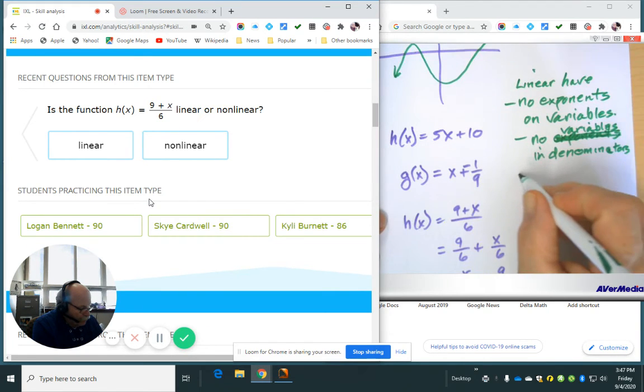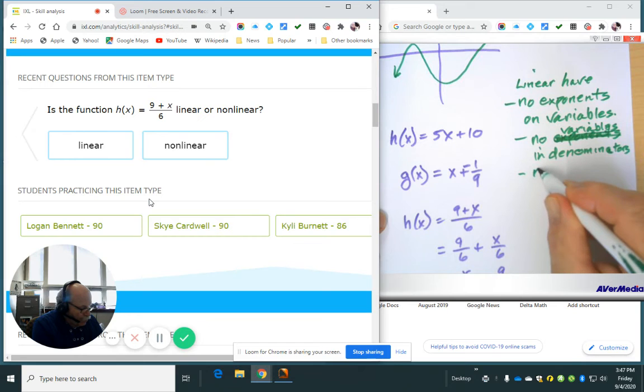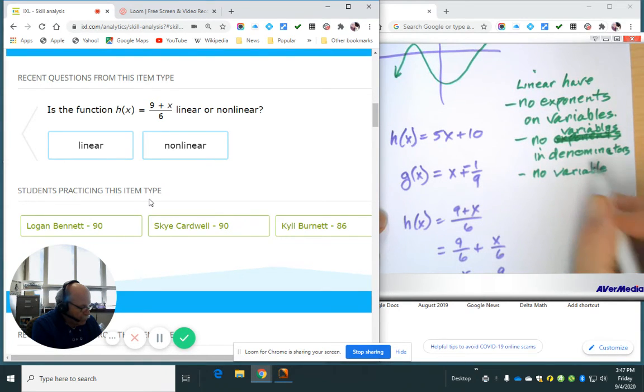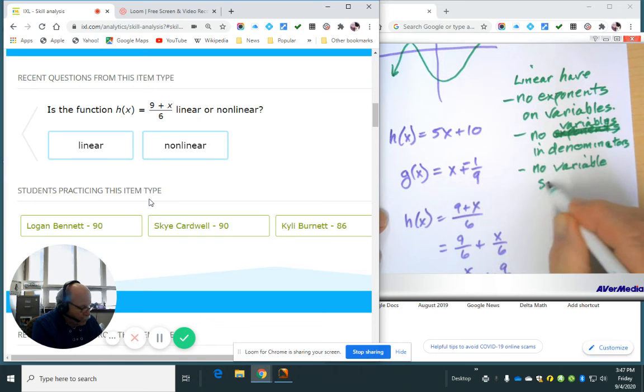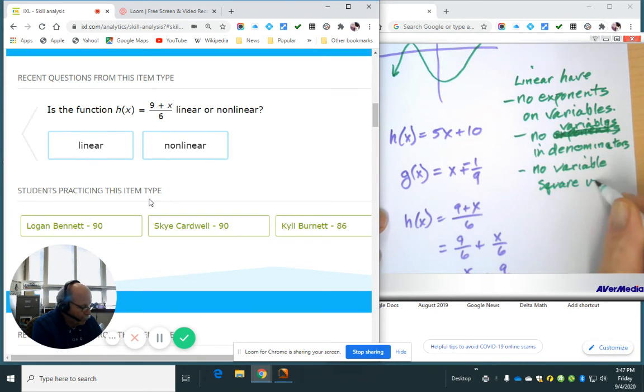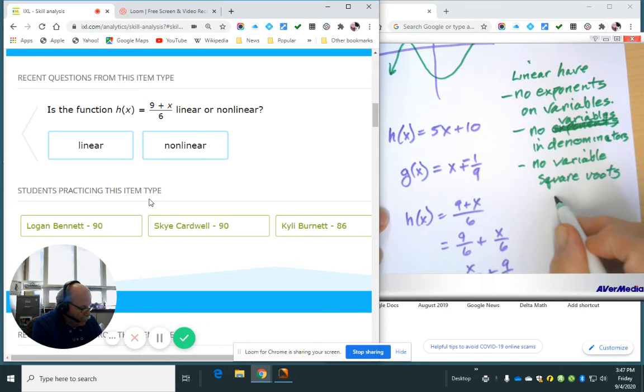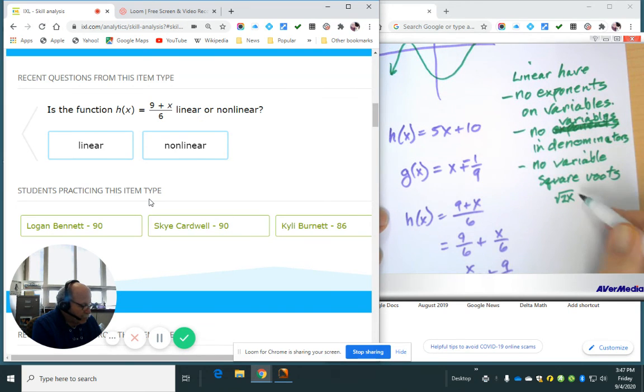They have no variable square roots. Okay, no variables being square rooted, right? No square roots or other roots for that matter. So that means like the square root of 2x, okay, is not linear.